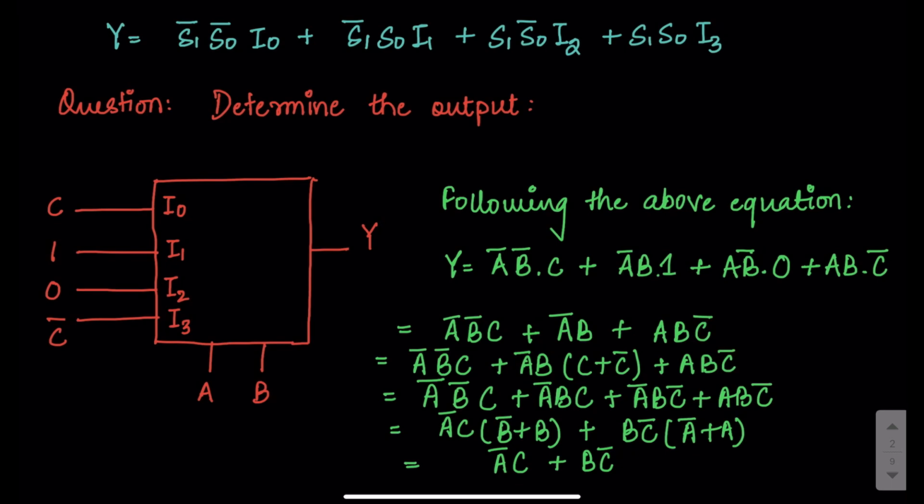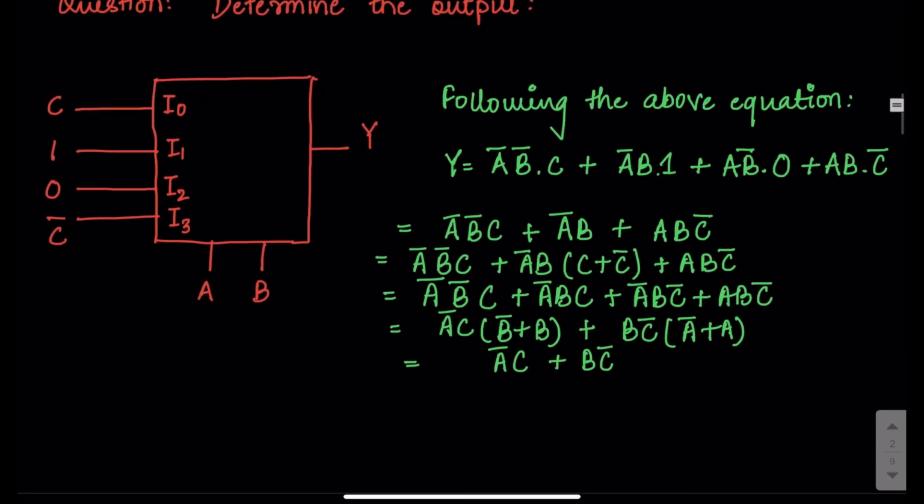Now we are just trying to minimize this equation, and in order to do that quickly, we are writing the missing term, that is C, in the second term. So we have A bar C common in this term and this term, and we have B C bar common in the third and the fourth term. When we take the commons together, the brackets reduce to 1, because each one of them has B plus B bar or A plus A bar, which is equal to 1. So we are left with A bar C plus B C bar. In this way, you can determine the output of any particular given multiplexer.